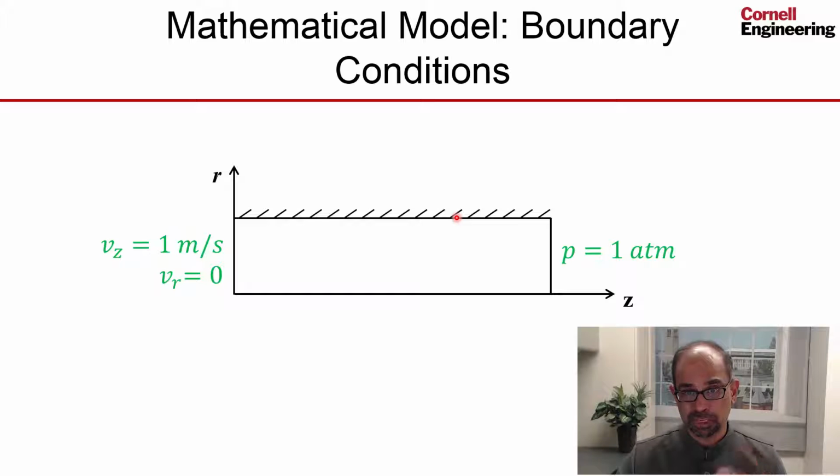When viscosity is present, that's called the no-slip condition. So we'll set both components of the velocity to be 0 at the wall.